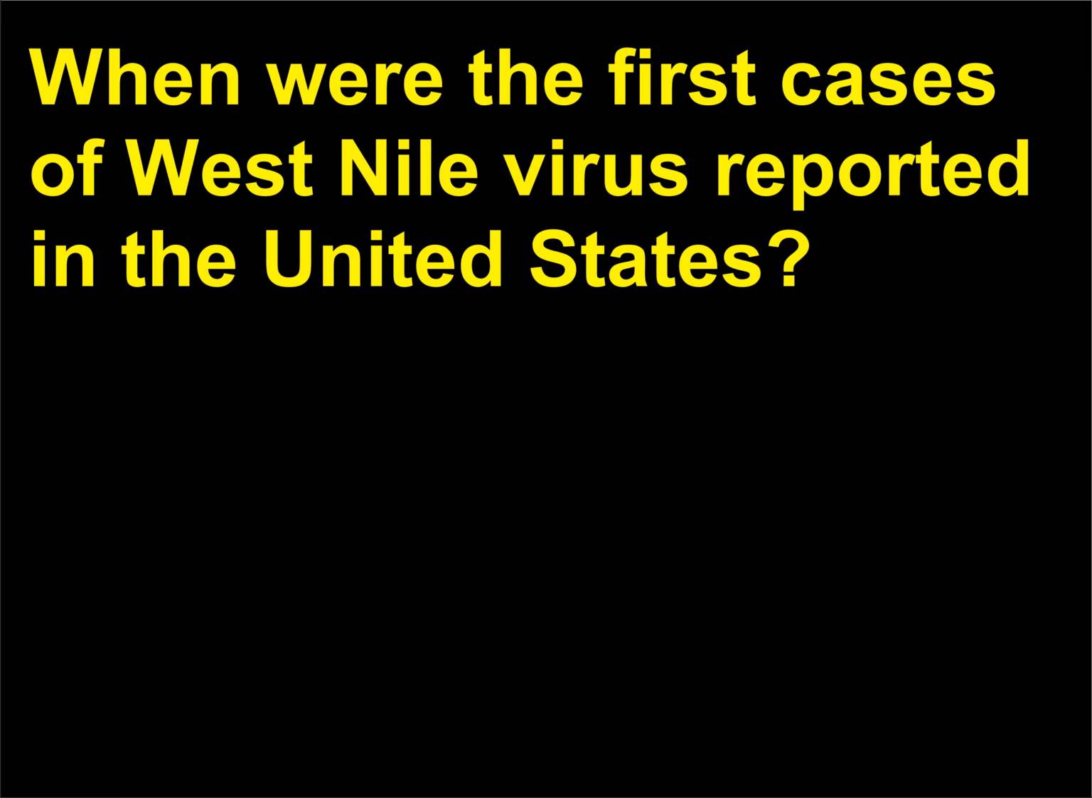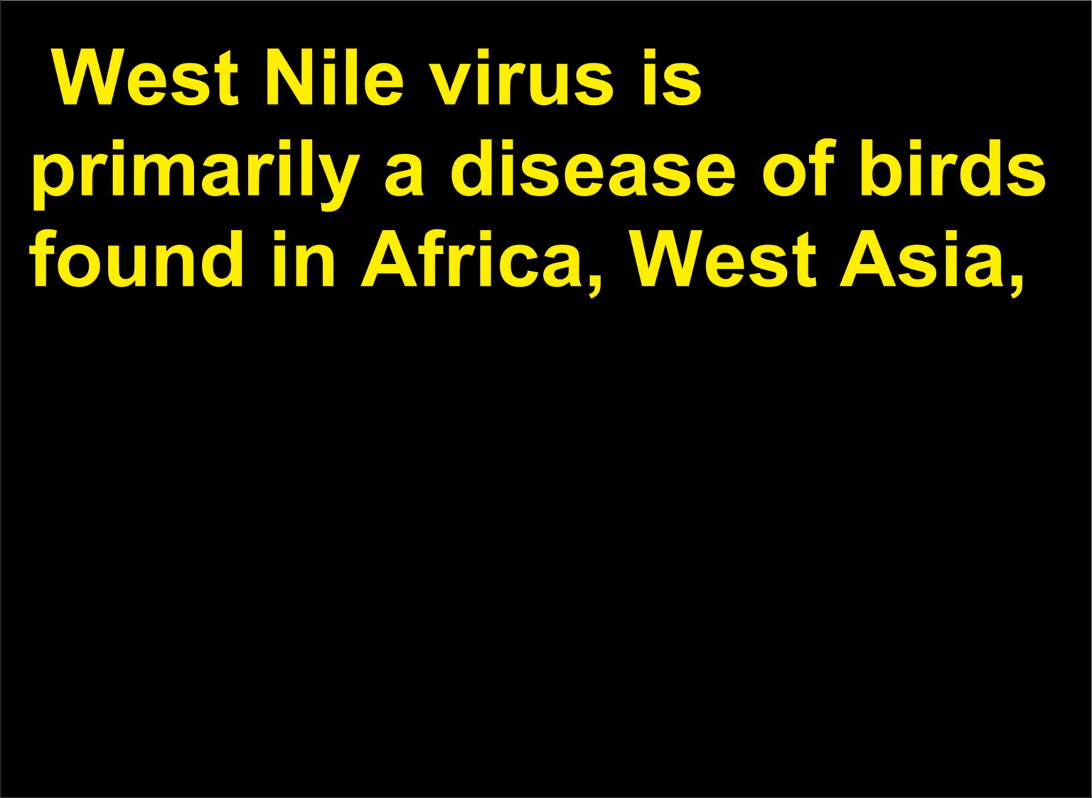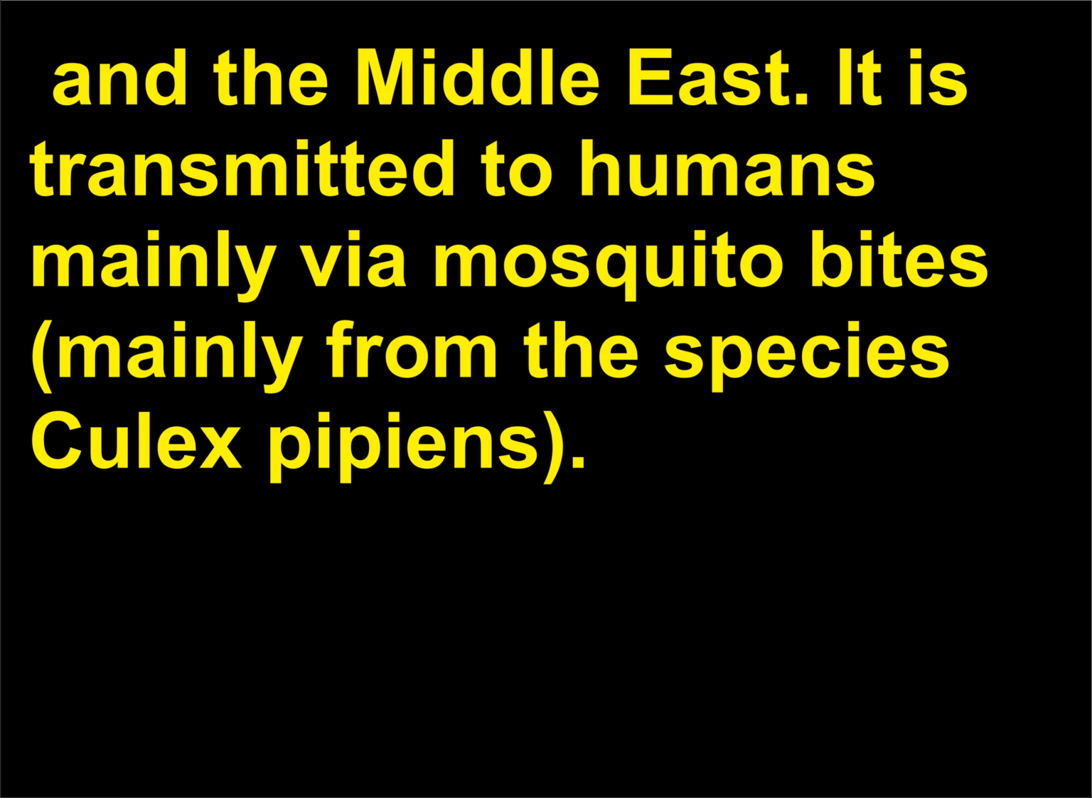When were the first cases of West Nile virus reported in the United States? The first cases of West Nile virus were identified in 1999 in the New York City area. West Nile virus is primarily a disease of birds found in Africa, West Asia, and the Middle East. It is transmitted to humans mainly via mosquito bites, mainly from the species Culex pipiens.